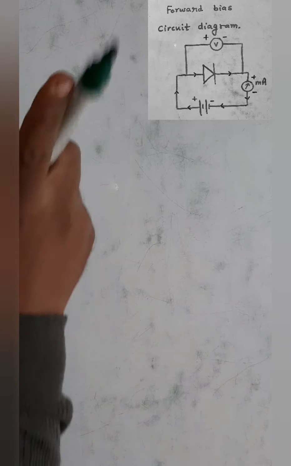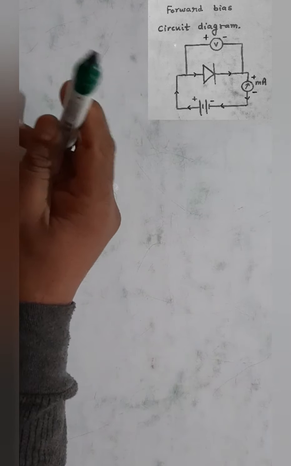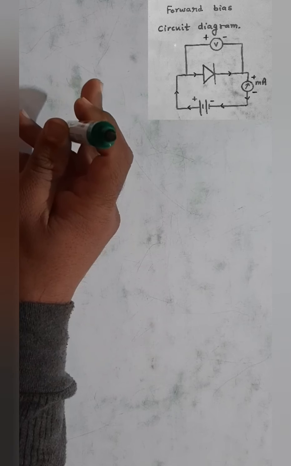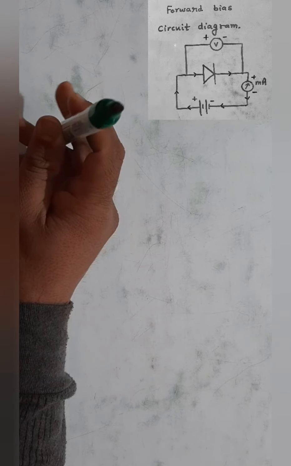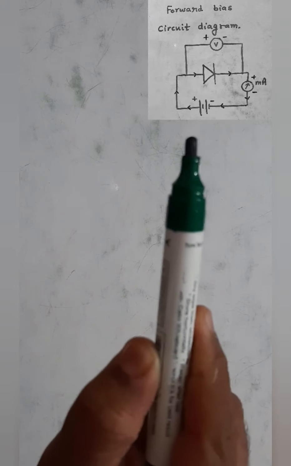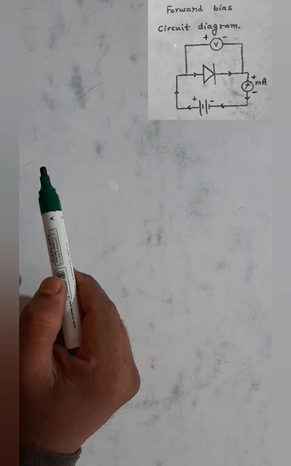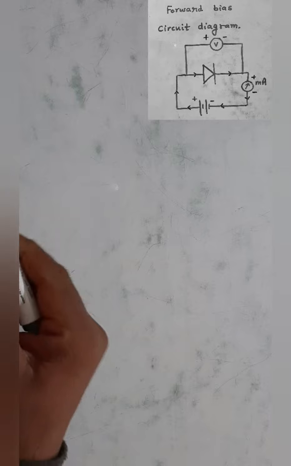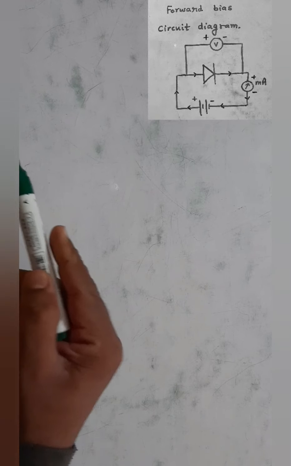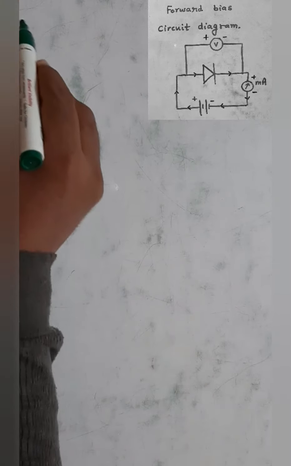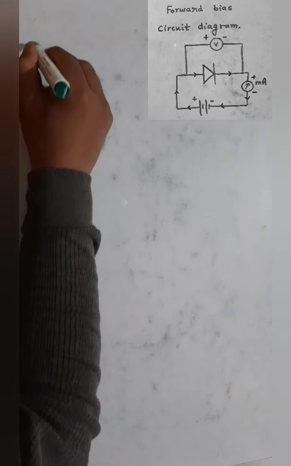So you can see this circuit diagram over here. The voltmeter is connected in parallel across the diode, and the positive terminal of this cell is connected to the P side and the negative terminal to the N side, and I have also mentioned the direction of current in the circuit. So we can proceed further to see what actually happens when the diode is forward biased.